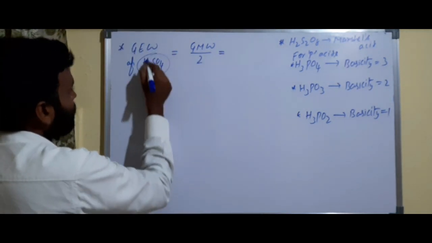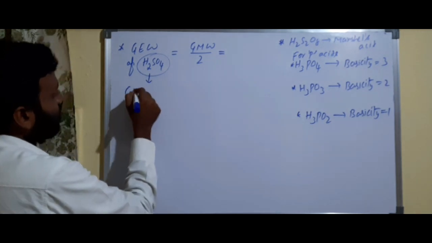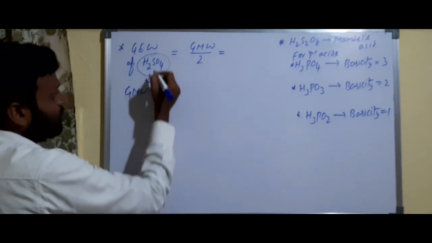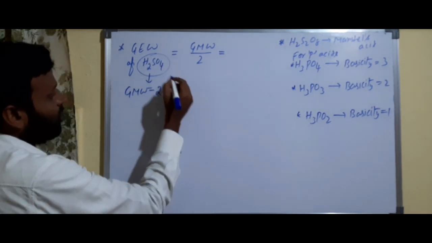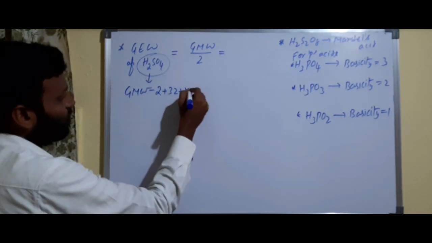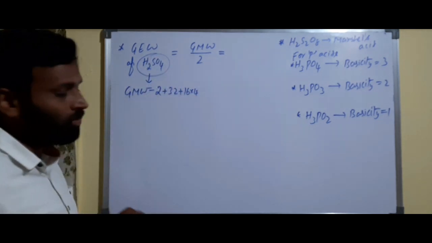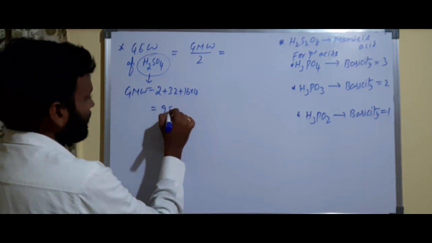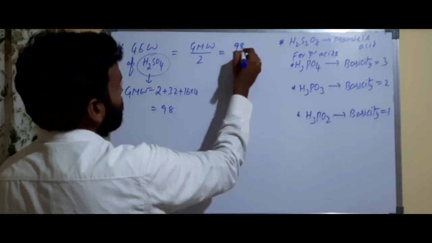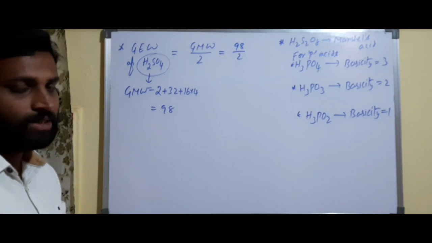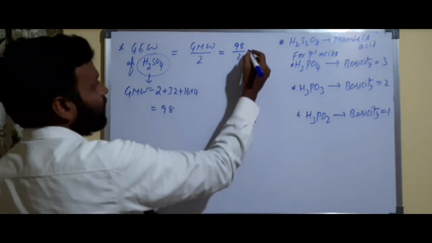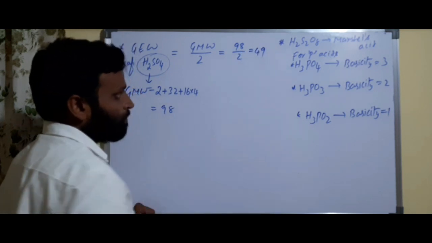How do we get the gram molecular weight of H2SO4? 2 hydrogens give 2, sulfur atomic weight is 32, and 4 oxygens give 16 into 4, because oxygen atomic weight is 16. Total is 98. So it is 98 by 2. Gram equivalent weights are very important, I am telling you.